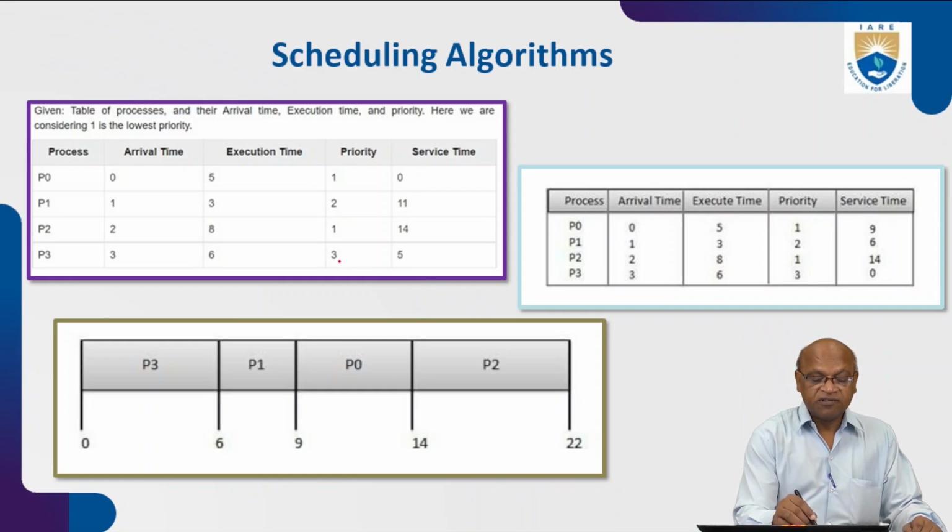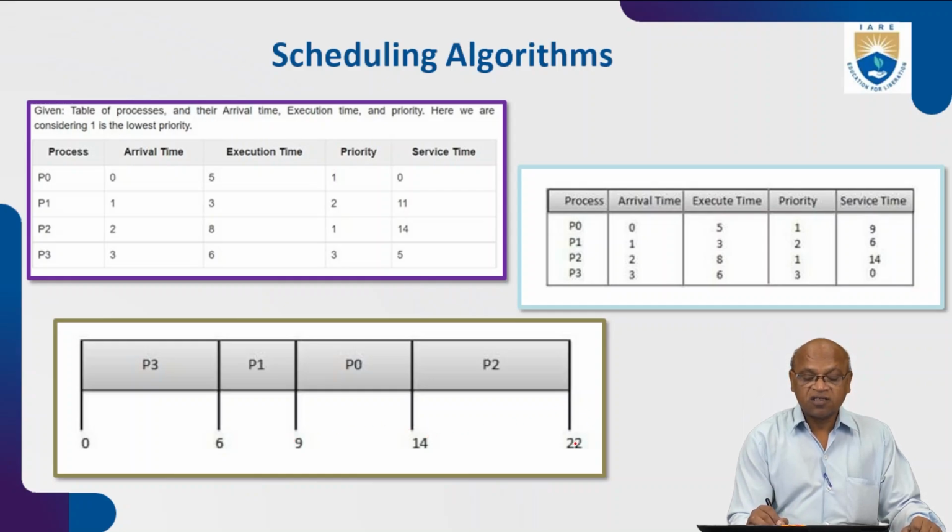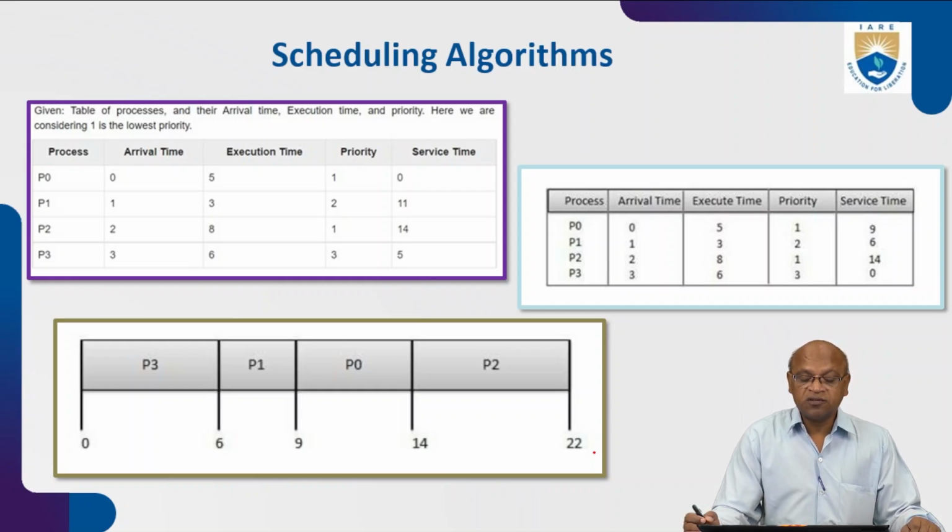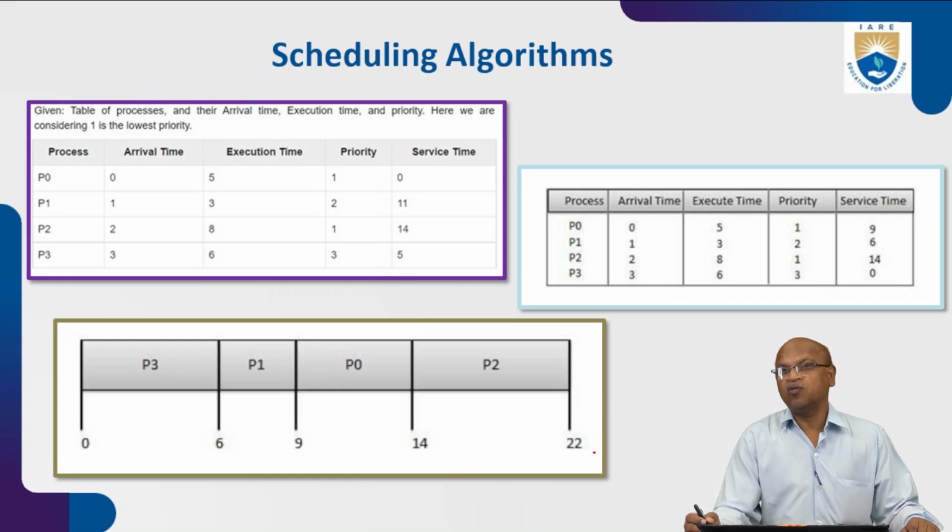So this is P3 is given the priority. So first P3 is completing, next P1 is completing, and lastly P2. Here you are taking the lowest priority first, with lowest numbers 0 to 3 and higher priority. So 0 is the lowest priority.